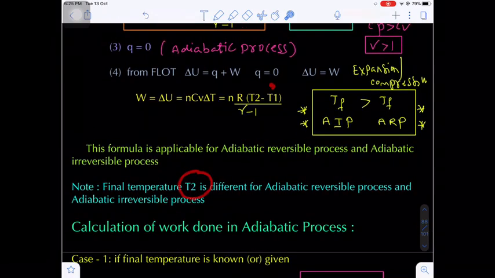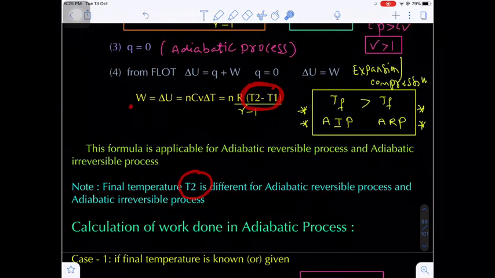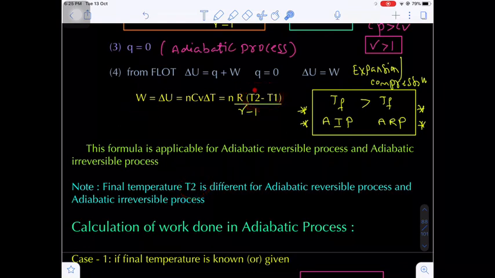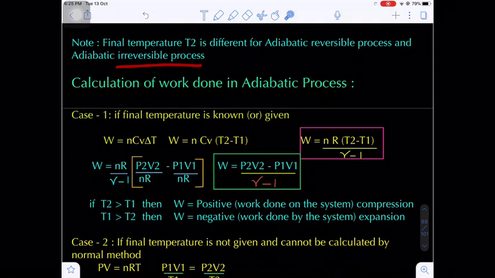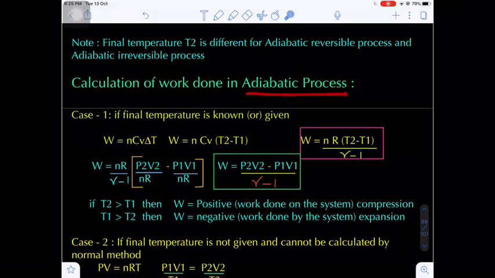Because the temperature difference T2 minus T1 is different, that means the work done is different. That means the final temperature will differ in the adiabatic reversible and also in the adiabatic irreversible process. Now, how to calculate the work done in an adiabatic process?